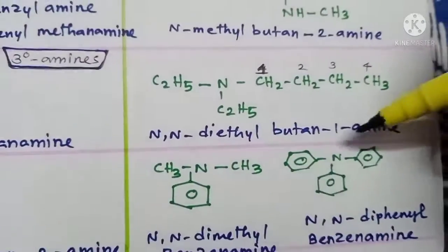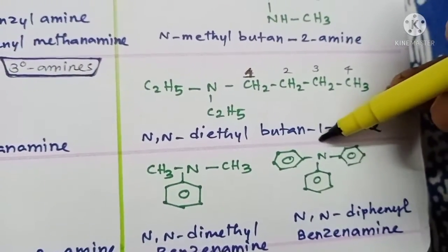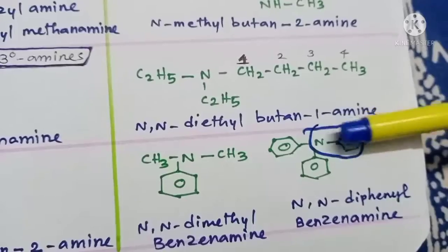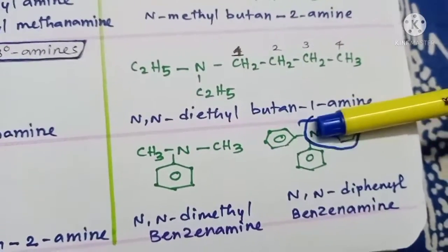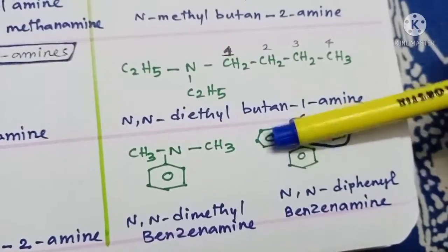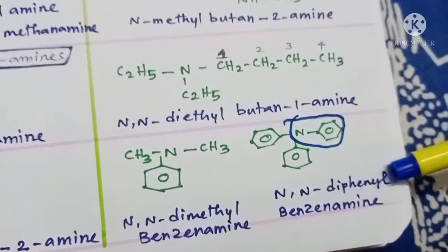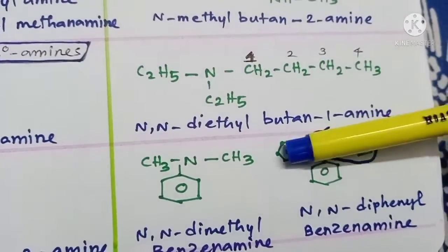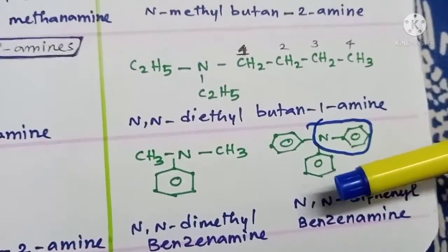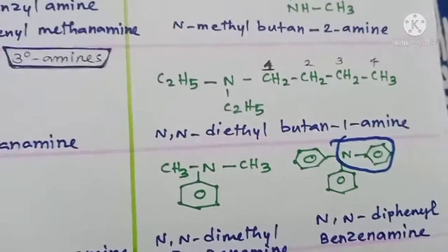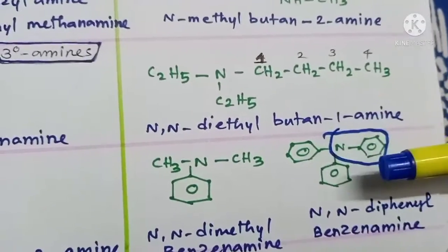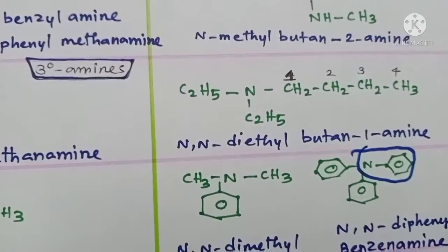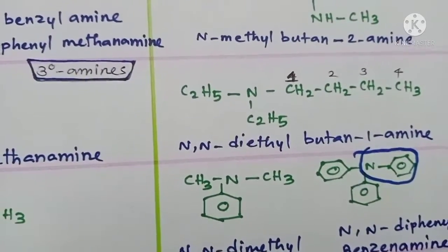While giving the IUPAC name, all the groups are similar, so any one of the benzenes with nitrogen can be considered the parental compound. So benzene with an amino group, benzenamine. These two you have to consider as substituents, two phenyl groups, so diphenyl benzenamine. Both phenyl groups are attached to nitrogen, so N,N-diphenyl, N-phenyl, N-phenyl. That is N,N-diphenyl benzenamine. This is the IUPAC name of this tertiary amine derivative. I hope you are able to follow how to give the IUPAC name for three different amines. Thank you.